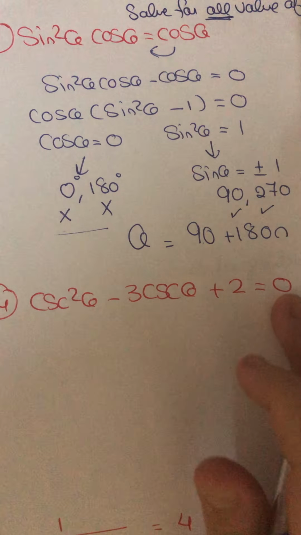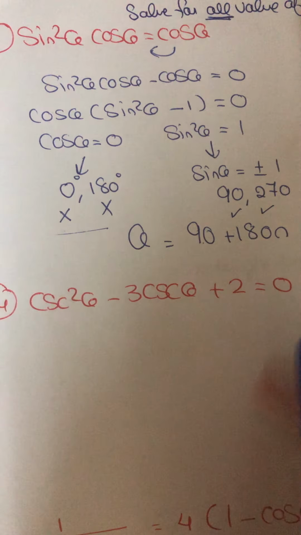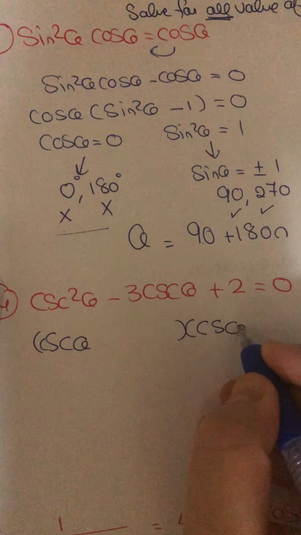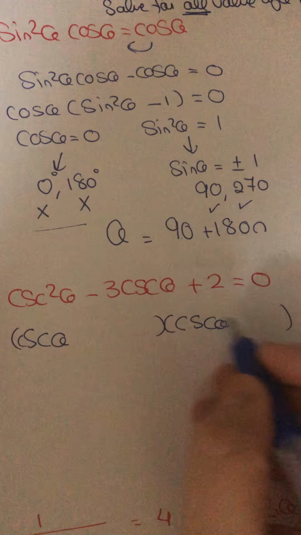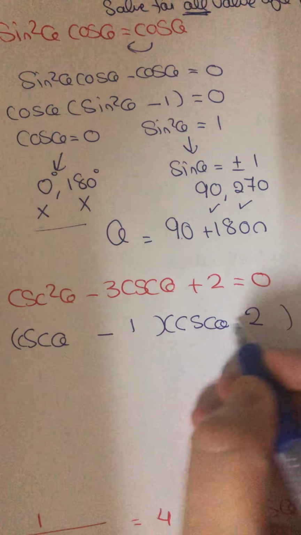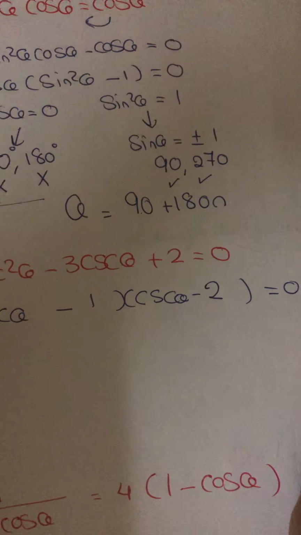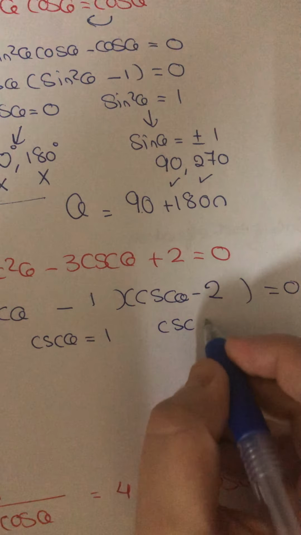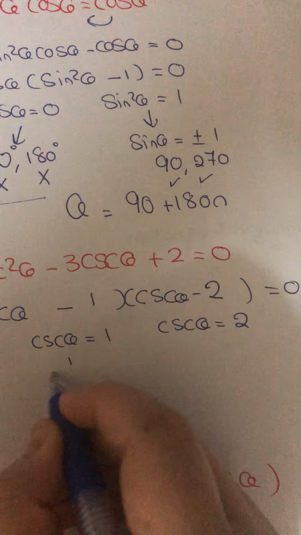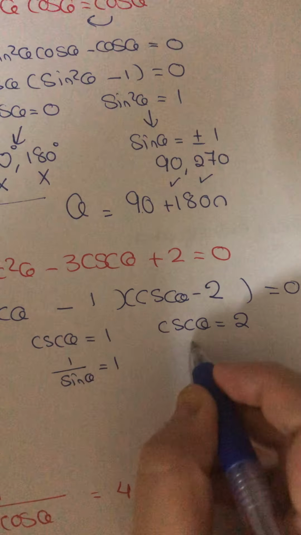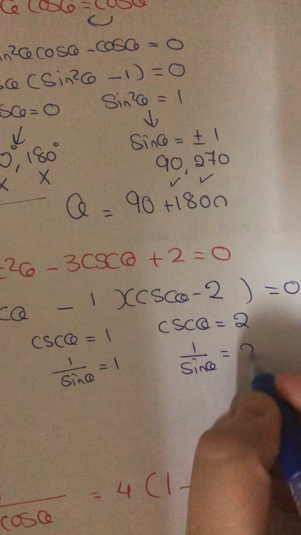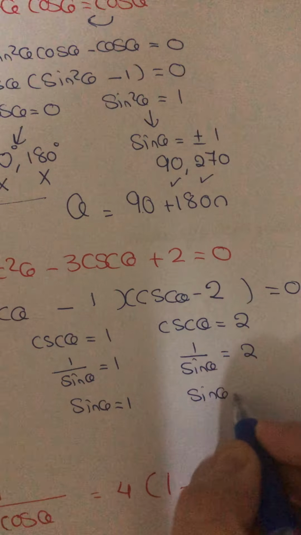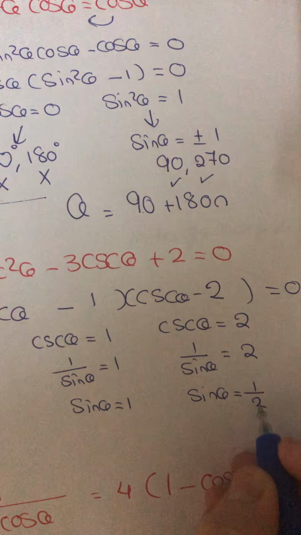This one's ready for you to directly factor. So cosec theta and cosec theta, it's ready made for you this time, and I think I need a 2 and a 1 and both of them negative, equals to 0. Okay, so either cosec theta equals to 1 or cosec theta equals to 2. So 1 over sine theta equals to 1, 1 over sine theta equals to 2. So sine theta equals to 1 or sine theta equals to half, right?